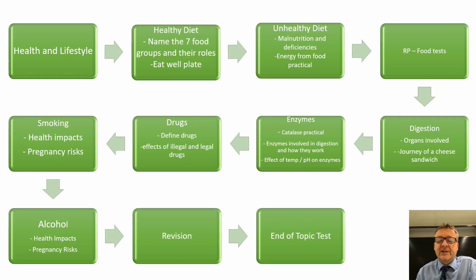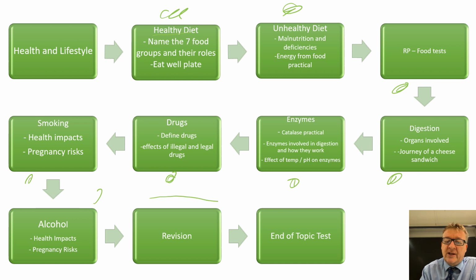Now, for the whole unit itself, this is the path. We're going to be talking about diet, healthy diet, unhealthy diet. There's food tests. We're going to do digestion, enzymes, and drugs, like medicinal drugs and legal drugs, smoking, alcohol, and at the end, there'll be a test. It's a very big unit, but it leads on a huge amount into units in year 9, 10 and 11.